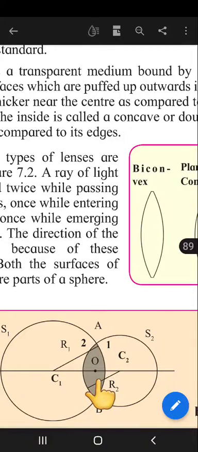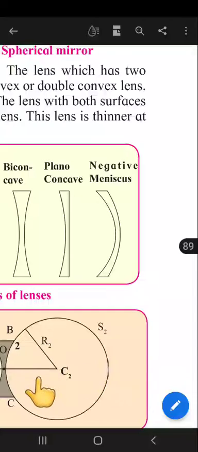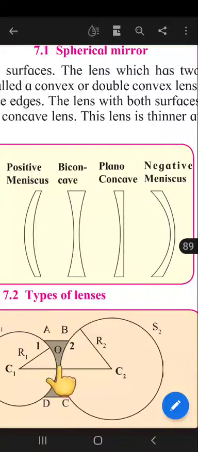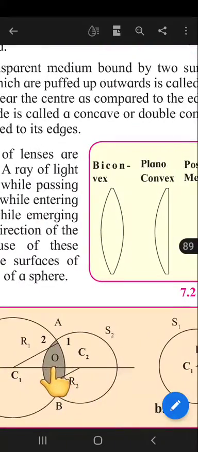Next, we will learn about the optical center, which is denoted by O, and in this diagram also the optical center is denoted by O. We can define it as the point inside the lens on the principal axis, through which a light ray passes without changing its path. It is called the optical center of the lens.